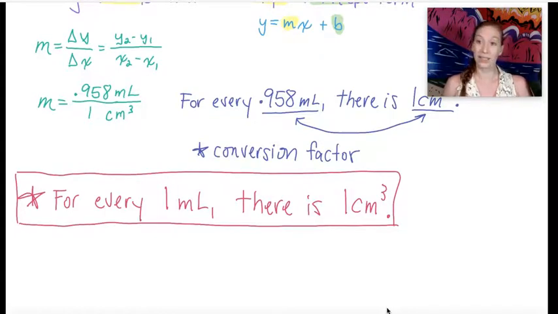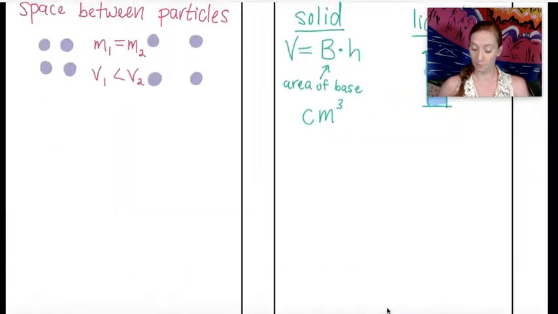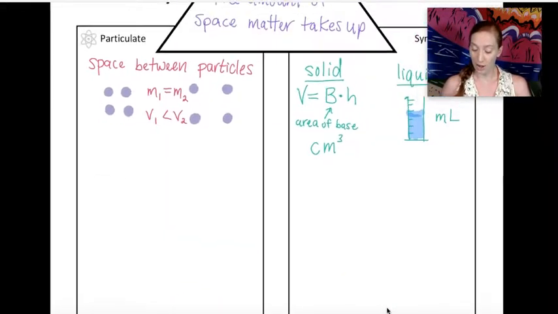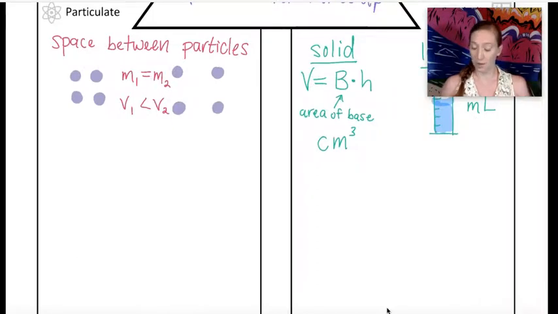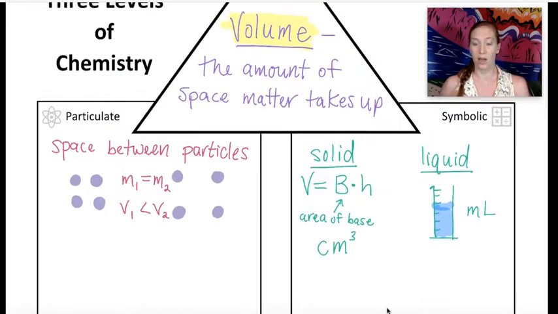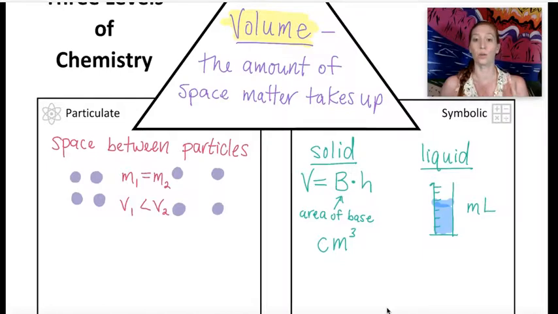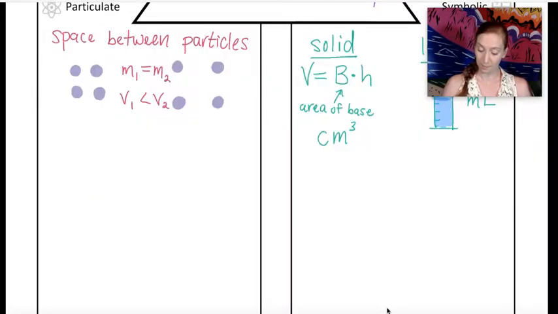So what I'd like to do is go back to our volume 3 levels diagram and add this in. This is going to go in our symbolic space. We really don't have much in there now, but let's take a look at what we can add. Right now we've got some information about how you can find or calculate volume of a solid or liquid. I'd also like to add in here a sketch of our graph.